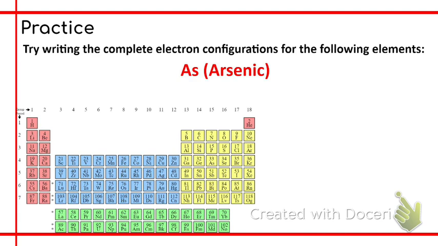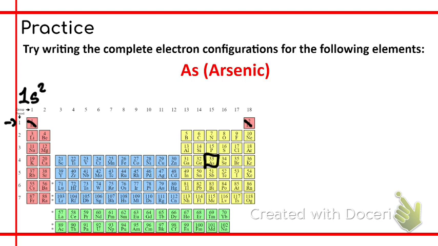All right, let's take a look at one more example. So this will be our arsenic. Our arsenic is going to be right here. So this is going to be our furthest one down that we've done. As always, we start at the beginning. So we are in row 1. We enter into that S block. Our S block is able to hold our 2 electrons.